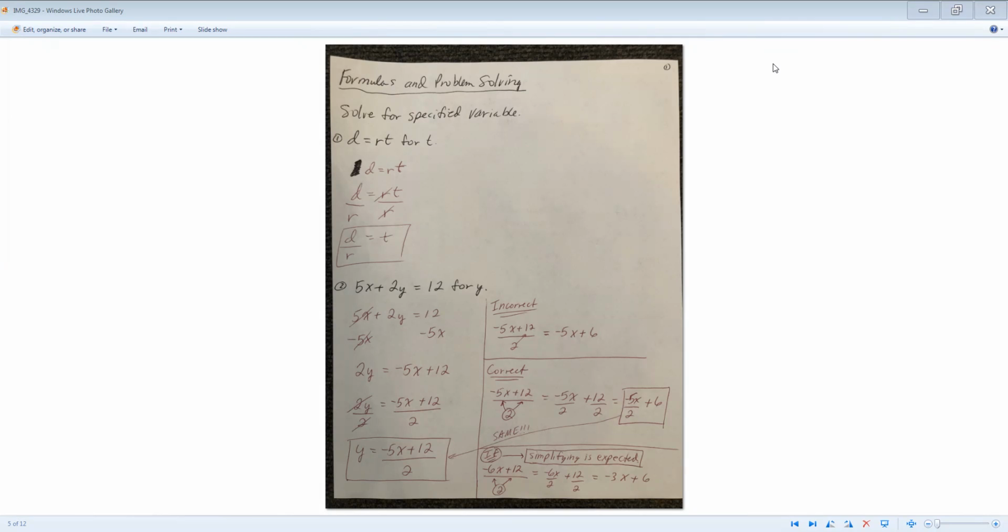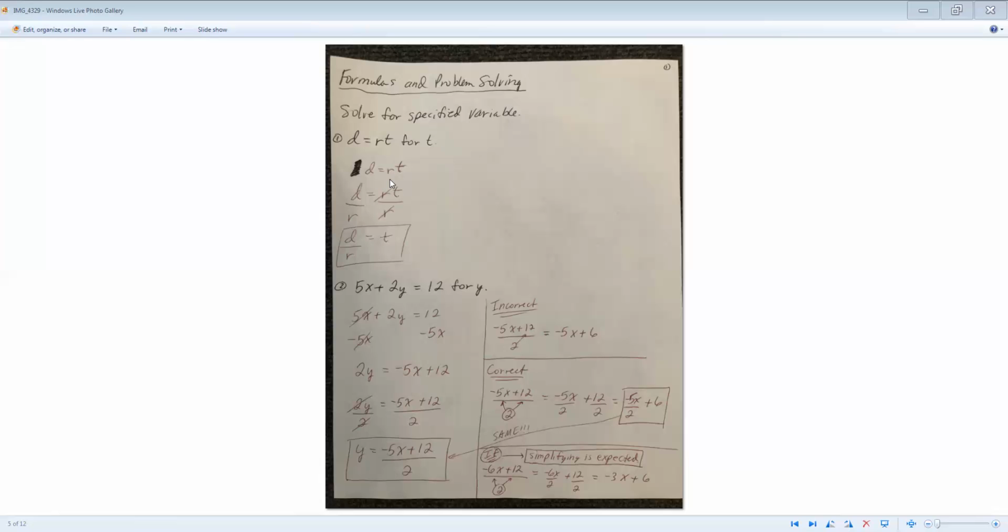We're just looking to get that variable by itself, and it may be equal to an actual expression instead of a number. So we have d equal to rt, and we want to solve for t. That means we want to get t by itself. And we want to treat these letters as we would treat numbers, because remember, these represent unknown numbers, so we treat them the same way.